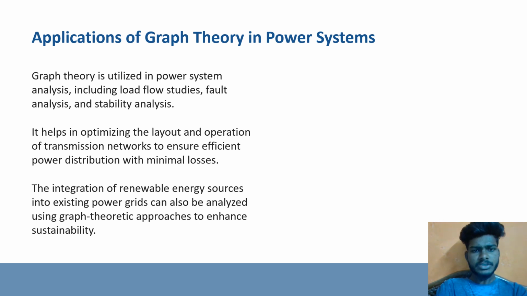Applications of graph theory in power systems. Graph theory is utilized in power system analysis, including load flow studies, fault analysis, and stability analysis. It helps in optimizing the layout and operation of transmission networks to ensure efficient power dispatch at minimum losses. The integration of renewable energy sources into existing power grids can also be analyzed using graph theory applications to enhance sustainability.